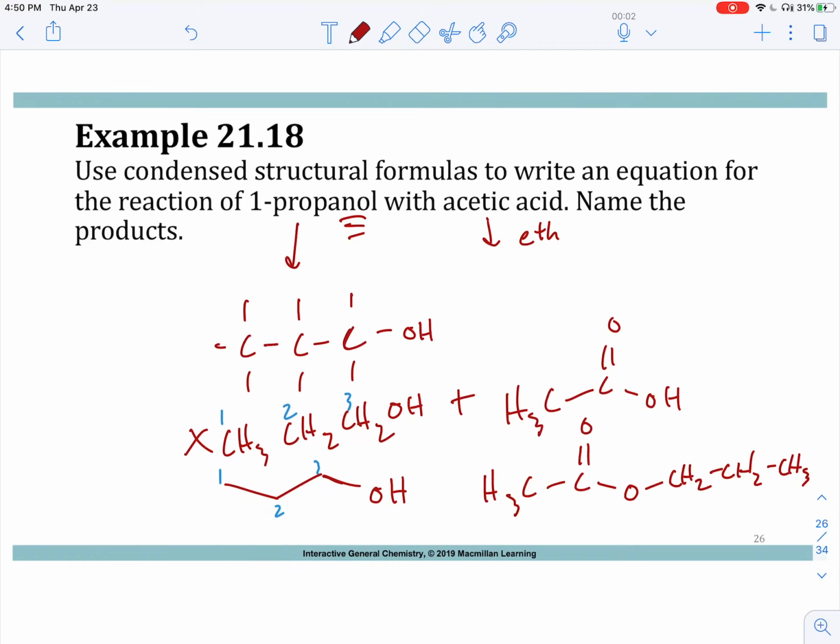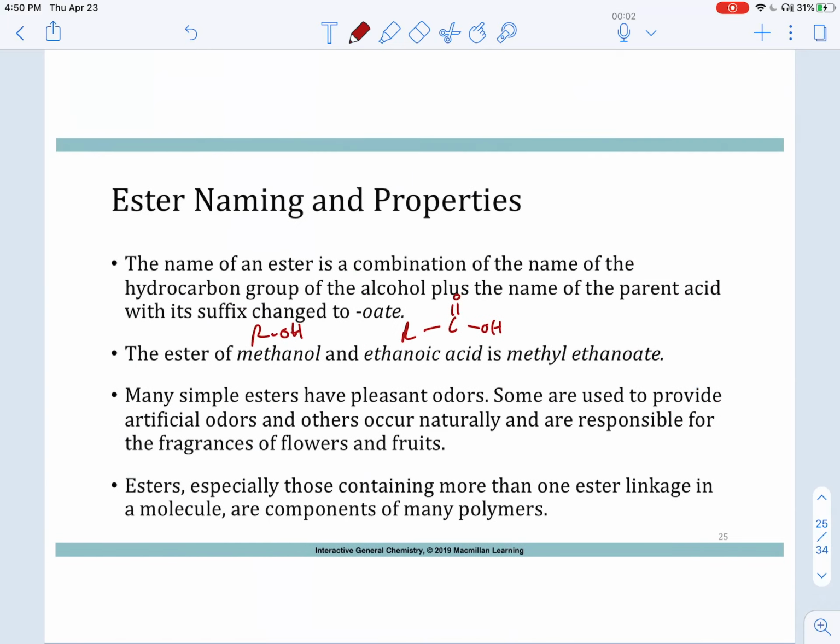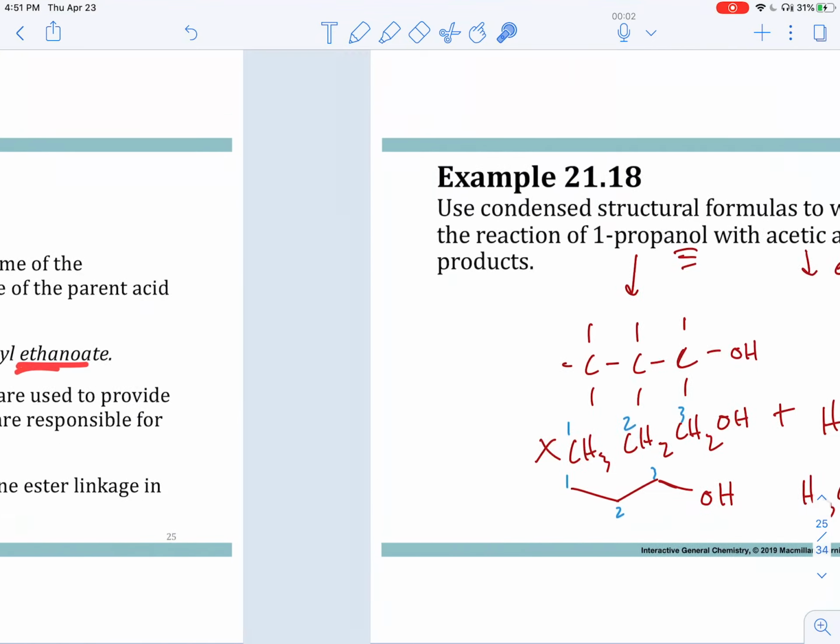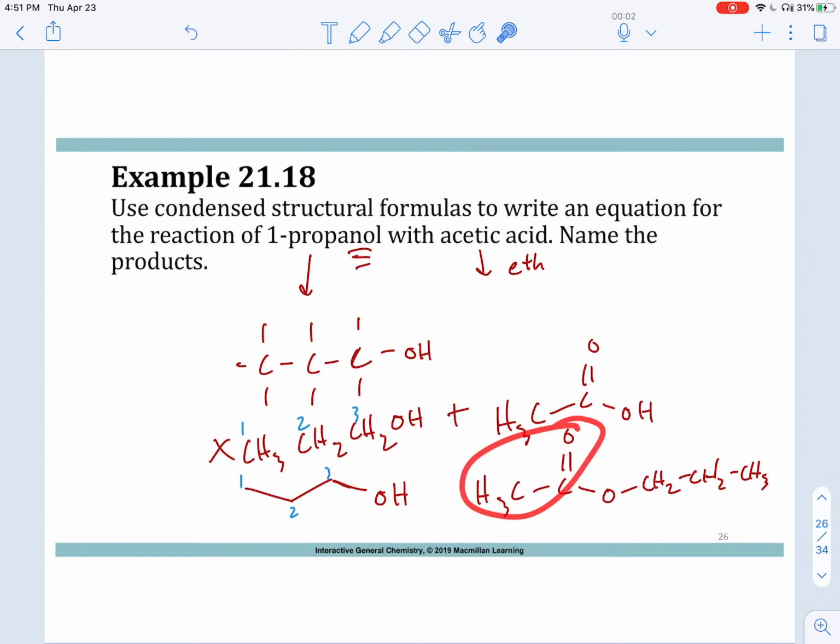When you're looking at esters, let's go back to the naming rules for just a second. It is the combination of the name of the hydrocarbon group of the alcohol plus the name of the parent acid. So the parent acid is where you get this ethanoate from. So if this was ethanoic acid, we use ethanoate. I don't know why they said acetic acid. They should have said ethanoic acid.